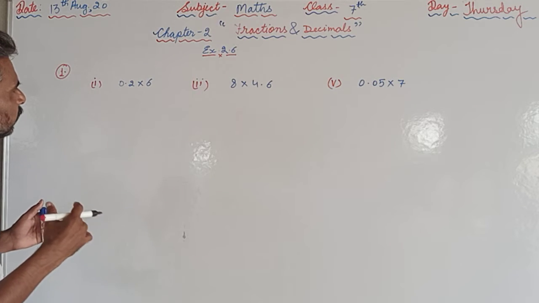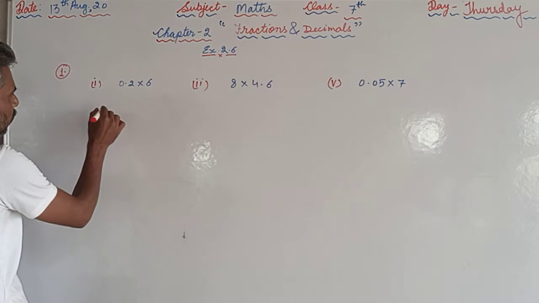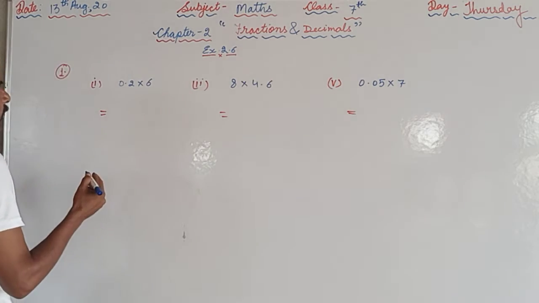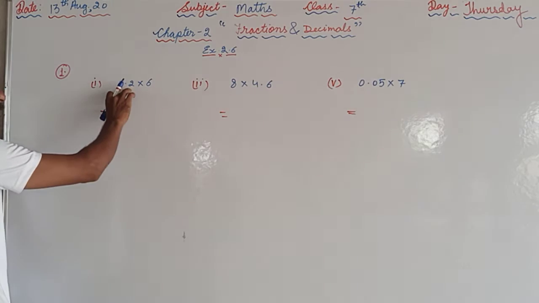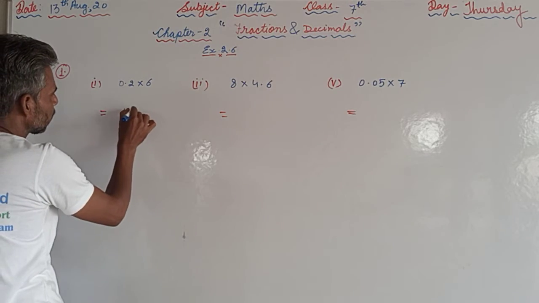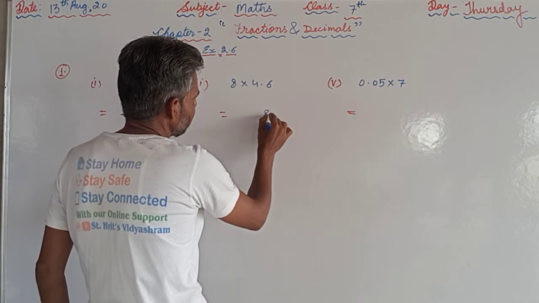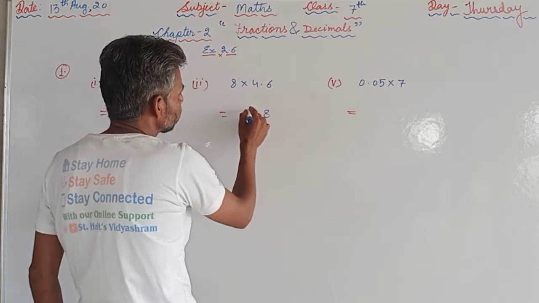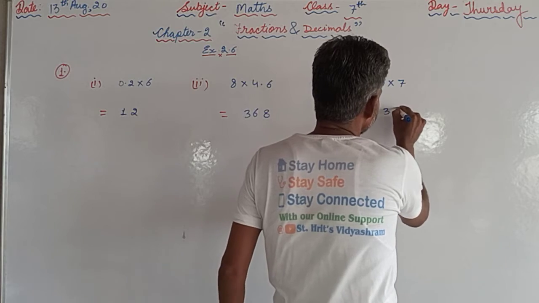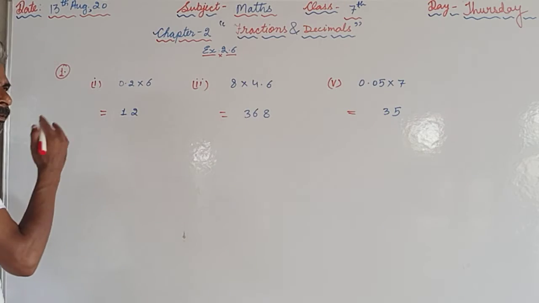One number is, we can say, a natural number or whole number, and the second one is in the form of decimal. So how to multiply these? First of all, we will not consider the decimal, we will ignore that. We will directly multiply 6 into 2, 6 twos are 12. Again here we will multiply 8 sixes are 48, 8 fours are 32, 32 plus 4 is 36. Here 7 fives are 35. We have multiplied and we have not considered the decimal.